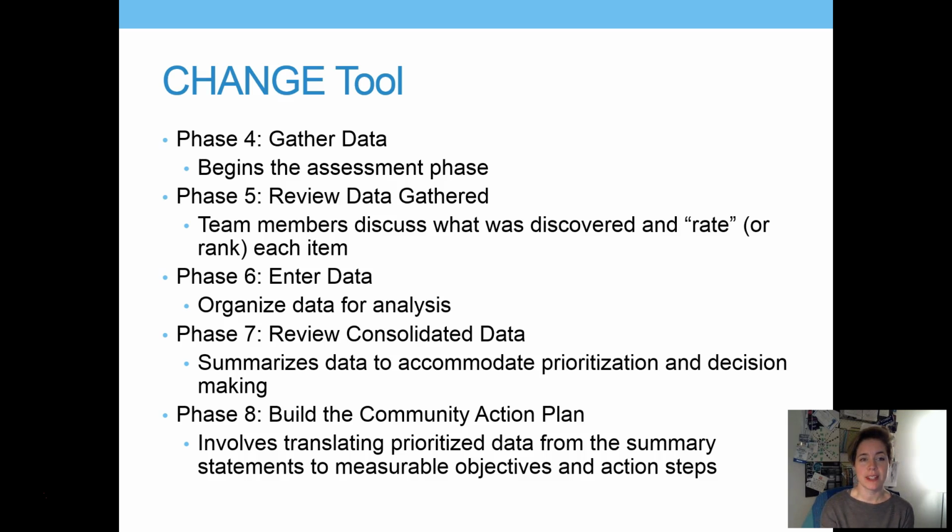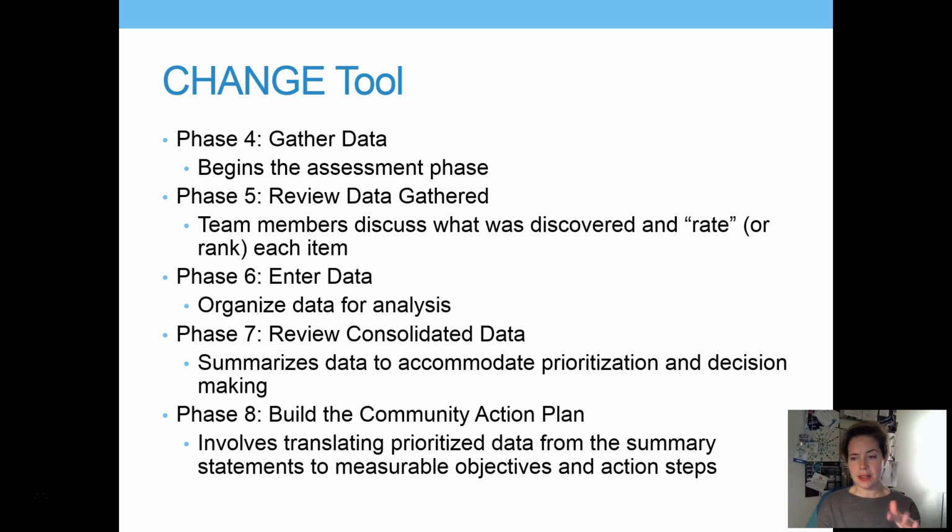So although you've just done the scan essentially in phase 3 and looked at the big picture, phase 4 is actually gathering data for the assessment. Phase 5 is reviewing the data gathered, so discuss what was discovered in the needs assessment and rank to some degree each item to prioritize where they want to move forward. Phase 6 is enter data, so you're organizing data for analysis. Phase 7 is review consolidated data, summarizing the data to accommodate prioritization and decision making.